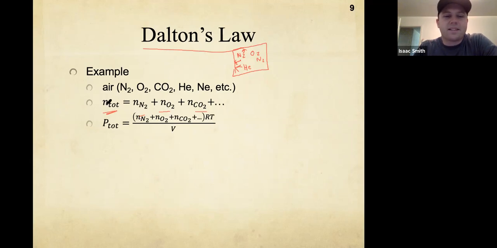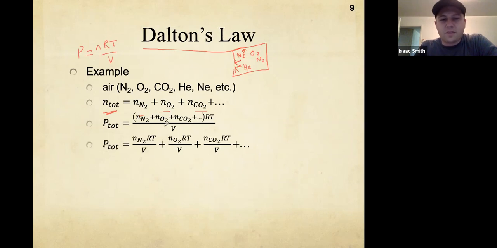Before we get there, this is n. So the number of moles total is going to equal the number of moles of each individual gas, right? So if you have 10 moles, you might have 3 moles of nitrogen, 2 moles of oxygen, whatever, adding up to 10. So if we rearrange the ideal gas law, you can have P equals nRT over V, right? So if our n is a sum of all the individual gas particles, we could split that fraction up and then find that, again, P equals nRT over V.